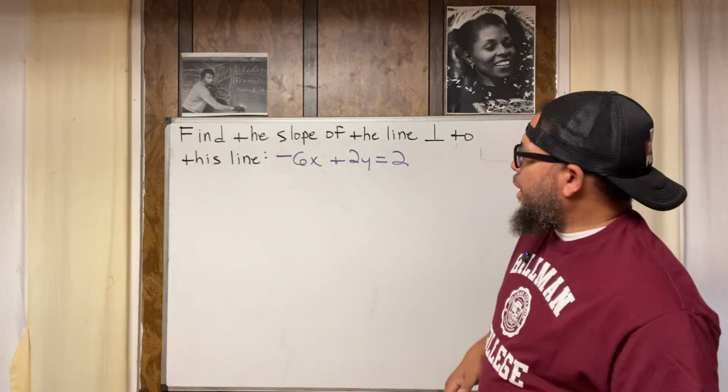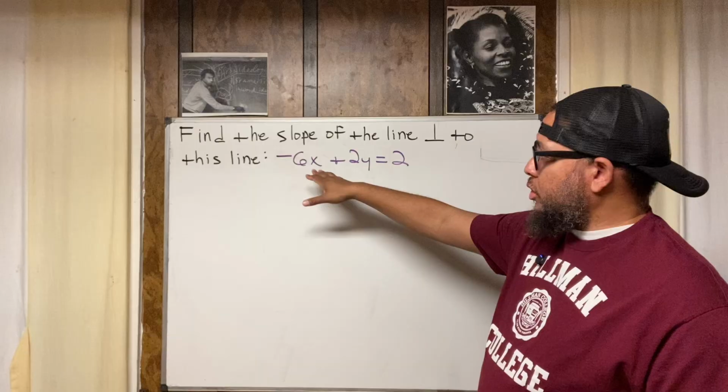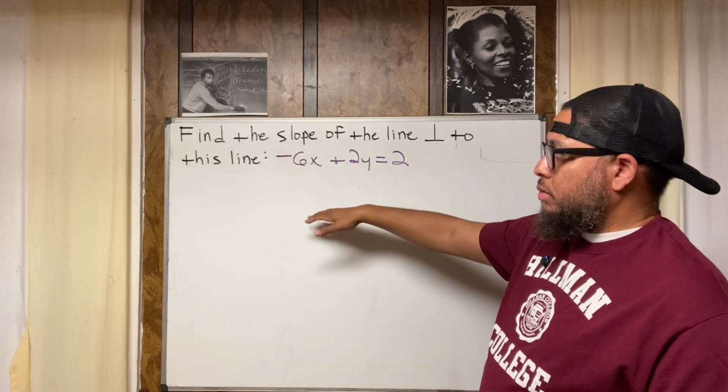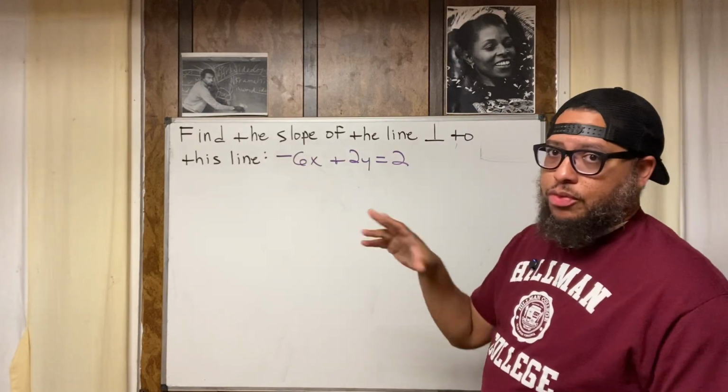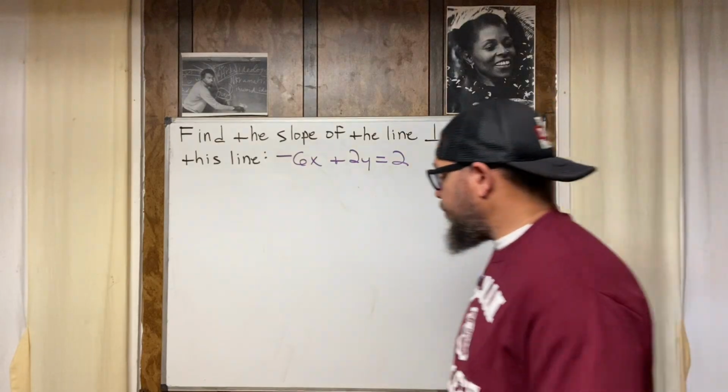All right. Slope. Okay. So first thing we want to do is we want to figure out the slope of this line. Now, I usually do this in two different ways. So I'm going to do this in two different ways on this problem. All right, let's get into it.